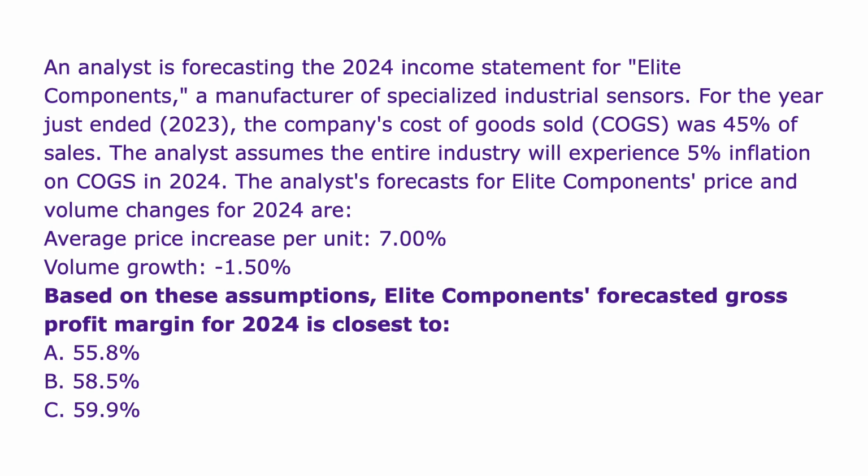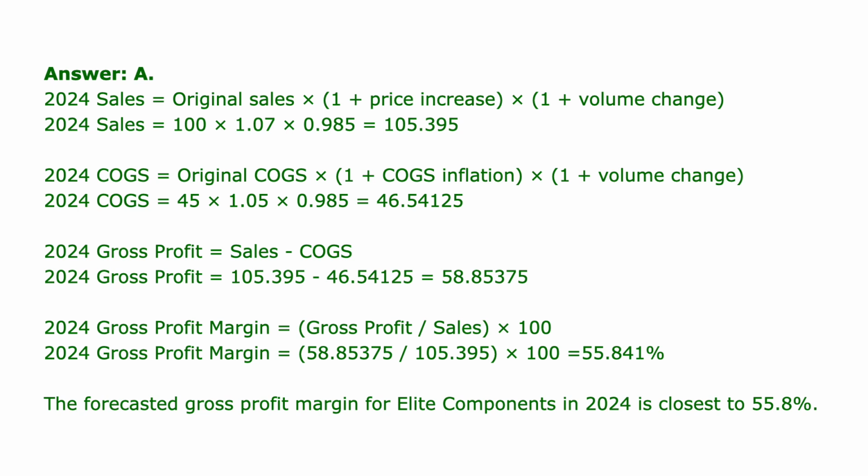A. 55.8%, B. 58.5%, C. 59.9%. Answer A. 2024 sales forecast 105.395. 2024 COGS forecast 46.54125. 2024 gross profit margin 55.841%.